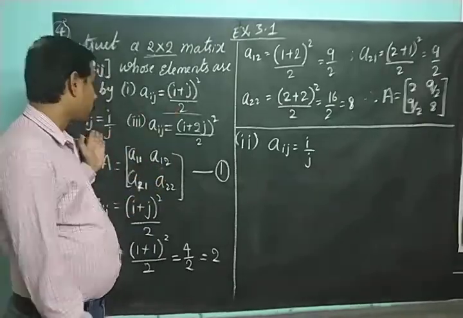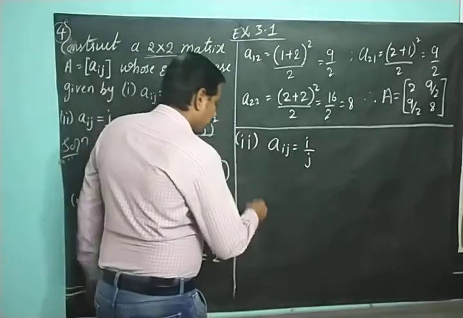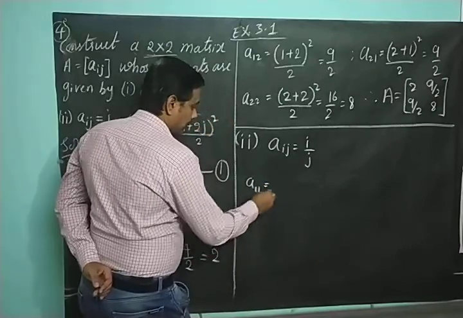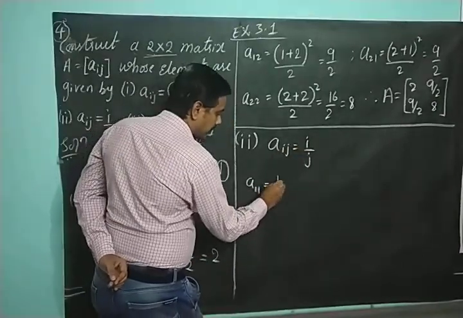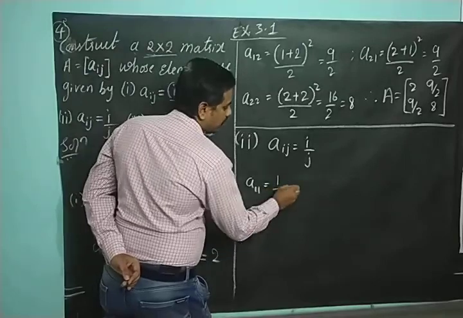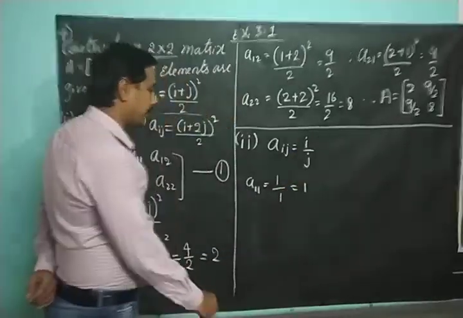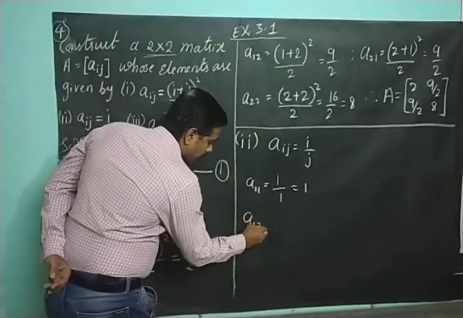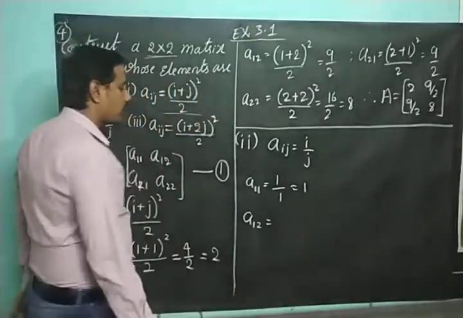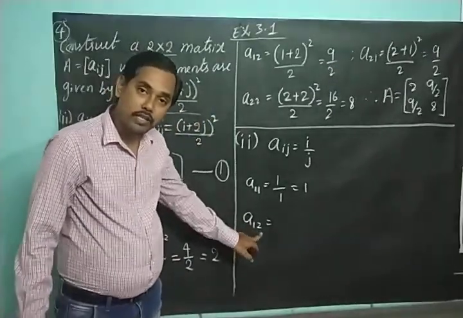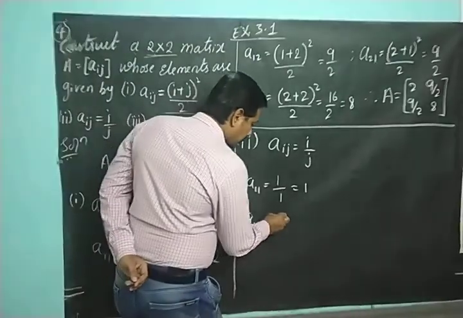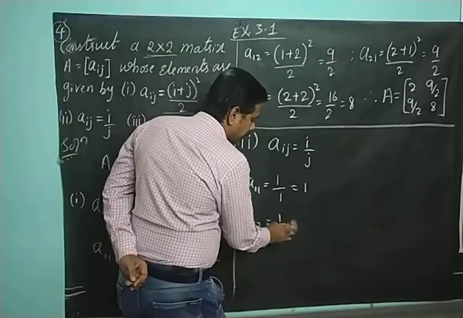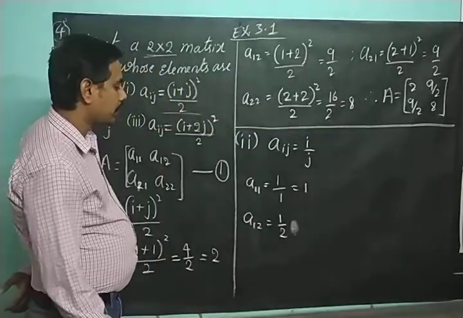Here also it is a 2 cross 2 matrix, right? So A11 will be i by j. i is 1, divided by j is 1. So it will be 1, right? So A12 will be, what is i? i is 1. What is j? It is 2. So 1 divided by 2, right? Okay, that's 1 by 2 only.